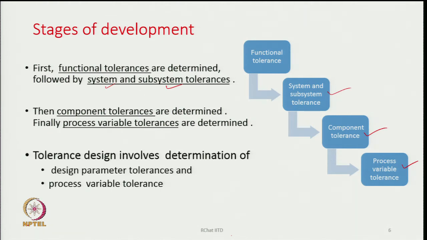So, tolerance design involves determination of design parameter tolerances and basically process variable tolerance. These are the two main activities, that is design parameters and process variable and their tolerance. This is what will be the most important part in the development of tolerance.